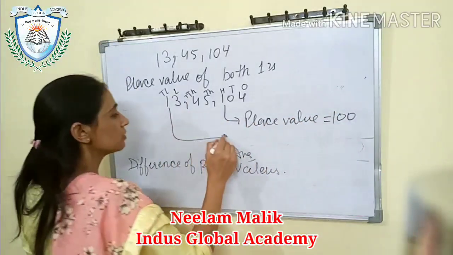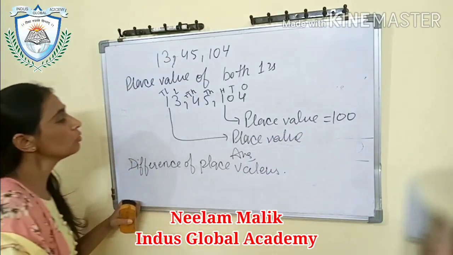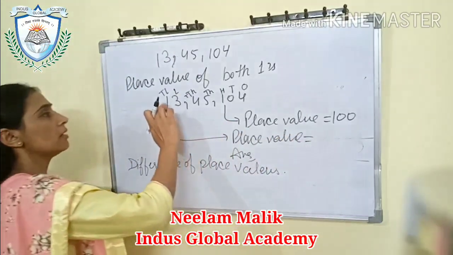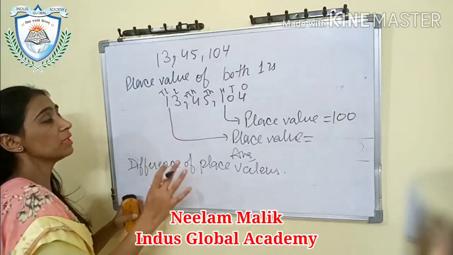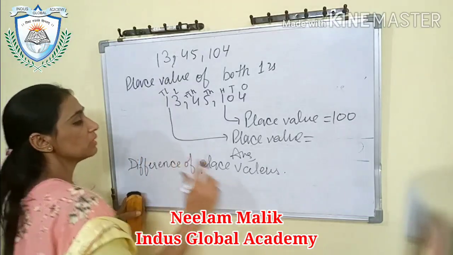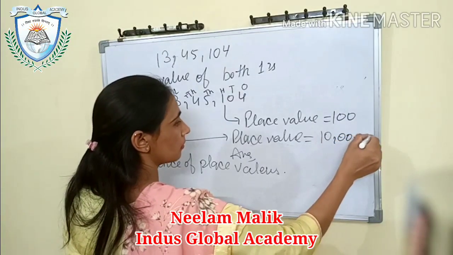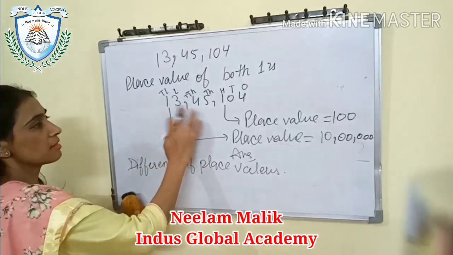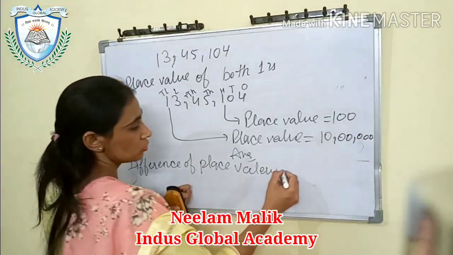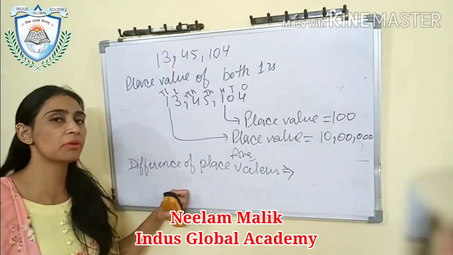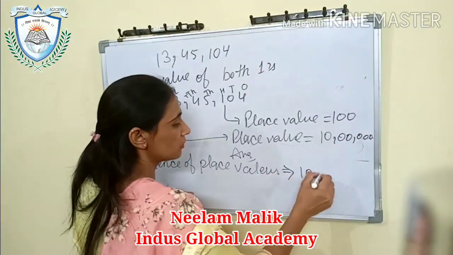And what is the place value of this? This is 1. And what is that? 10 lakh. 10 lakh means we will say simply this digit and 10 lakh. So it will be 10 lakh. If they want the difference of the place values, always we will subtract the smaller number from the greater number. So which one is greater? This one, 10 lakh. So write this first.